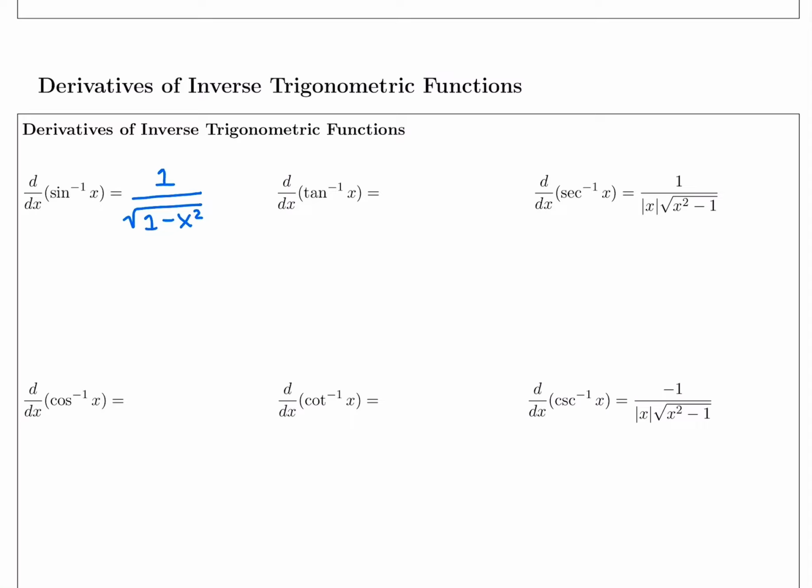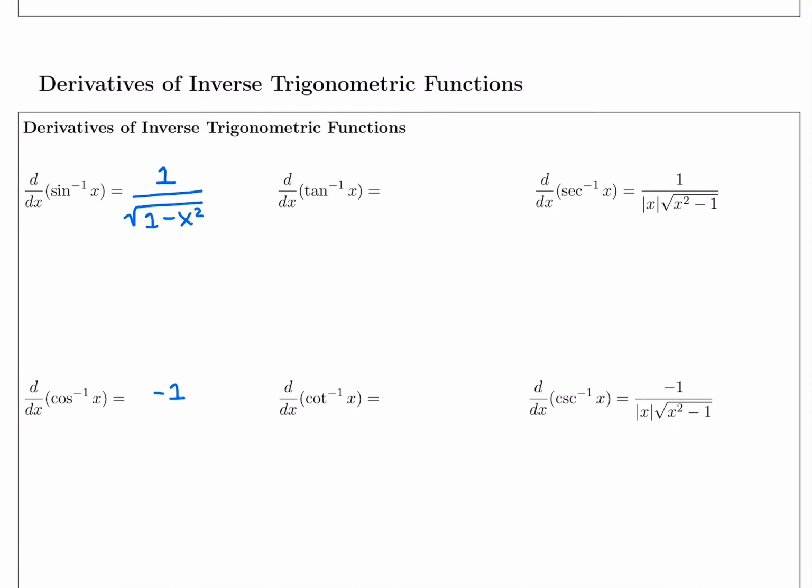Derivative of inverse cosine, the only difference between sine and cosine is it's a cofunction, so it's going to have a negative 1 over the square root of 1 minus x squared. So we want to know the derivative of inverse sine. Once you know that, you pretty much know the derivative of inverse cosine, so that's nice.